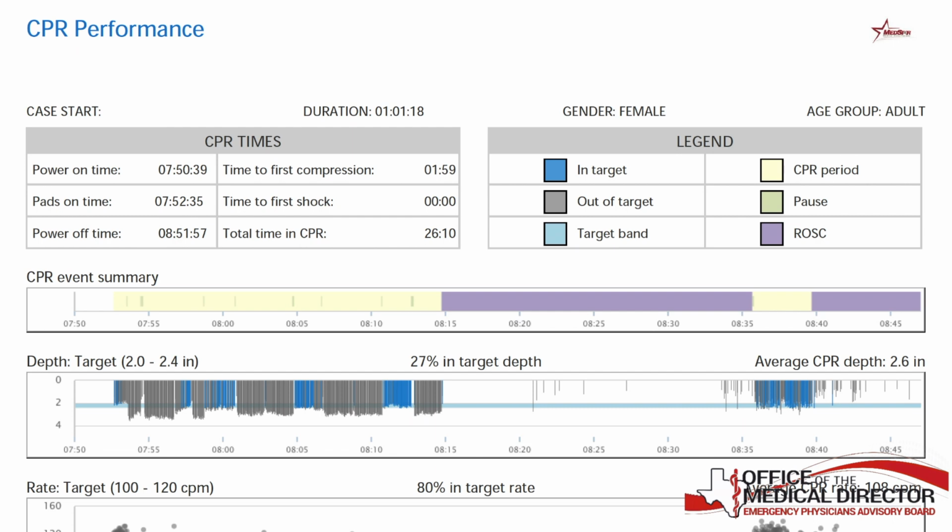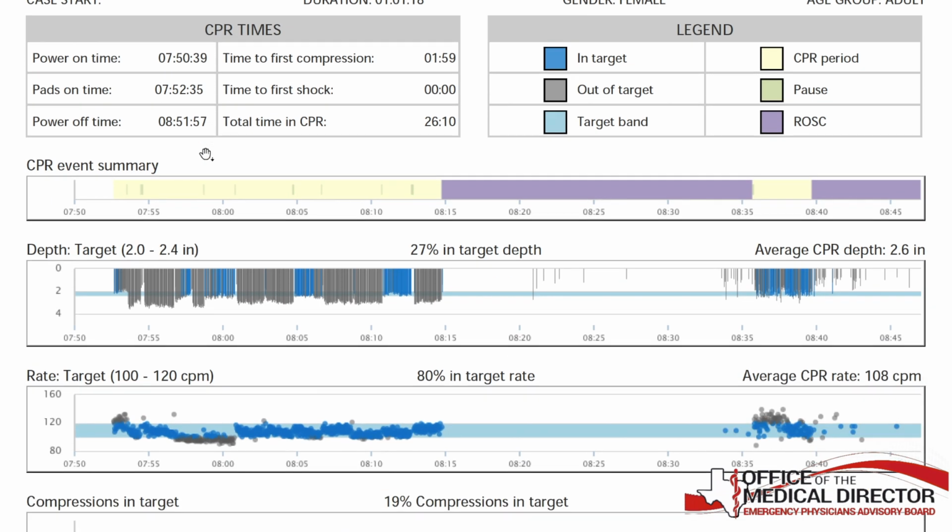So there they are. You have a CPR event summary. Period of time you were in CPR. The little green sort of dashes there are pauses. The purple is ROSC. And then in this case the patient rearrested and then they got ROSC again. So there's another CPR period and then ROSC.